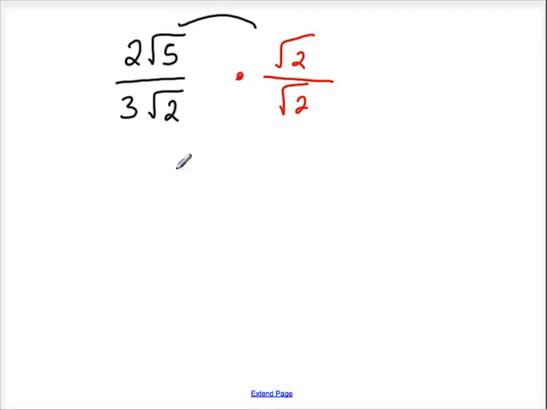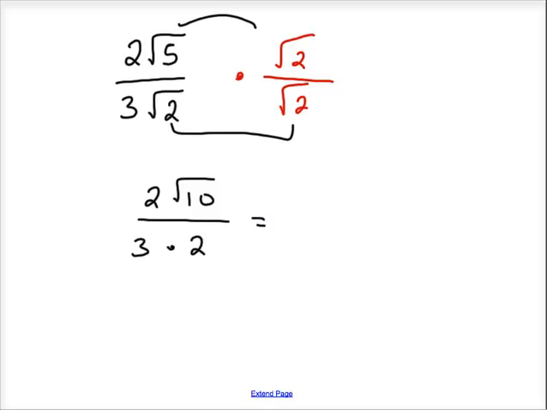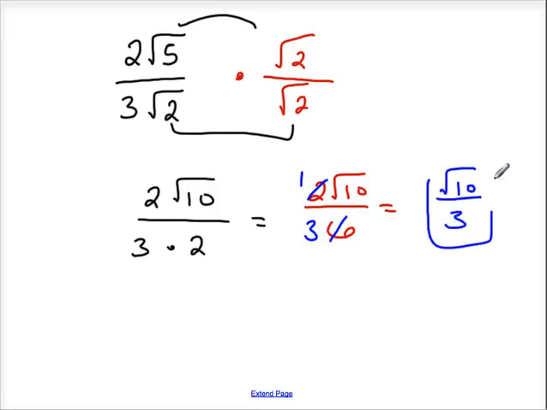My numerator is 2 times 1, which is 2. Radical 5 times radical 2 is radical 10. My denominator becomes 3 times radical 2 times radical 2, which is 2. So here I have 2 radical 10 over 6. Can I simplify? Yes, you can simplify both by 2. Good. Simplify both of these by 2. This becomes 1, 3, or just radical 10 over 3.